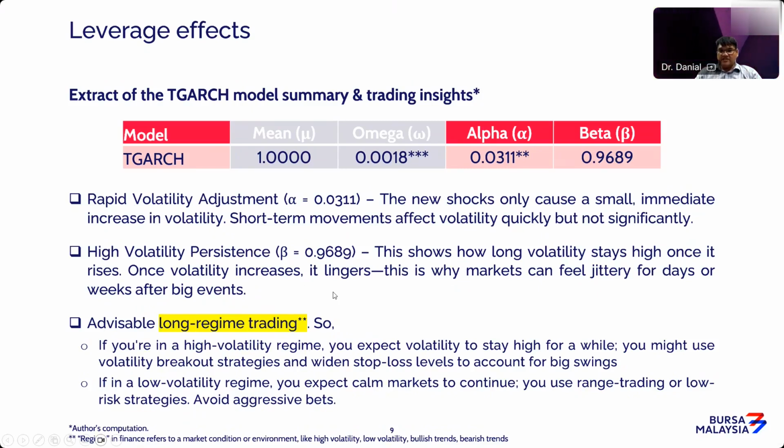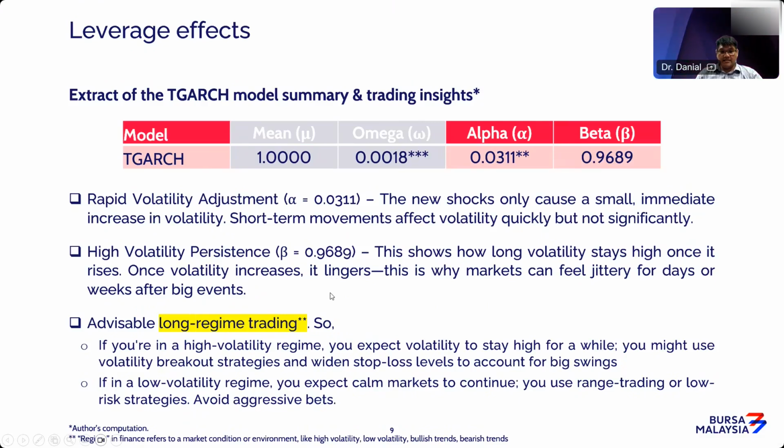For KLCI futures, let's just say there is volatility. That explains why, without any news or without any fundamentals kicking in, we still see the market fluctuates unusually higher, unusually more agile than on usual days. So that's what the beta is telling us. Based on the interpretation here, we would say it is advisable for you to do long regime trading.